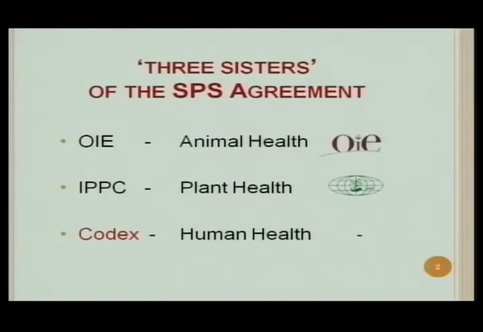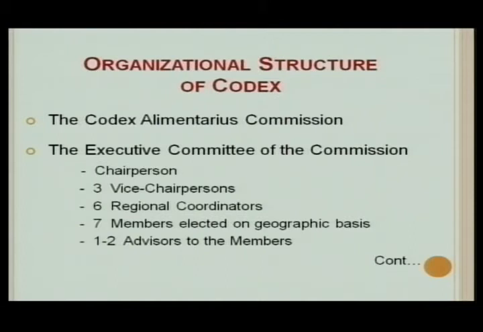We know that there are three sisters of the SPS agreement: OIE for animal health, IPPC for plant health, Codex for human health. This I explained in the first presentation. What is the organizational structure of Codex? On the top, there is the Codex Alimentarius Commission, which is the global body with headquarters in Rome. The Codex Secretariat is based in Rome. 187 countries plus one member organization, the European Union, are members of the Codex Alimentarius Commission.